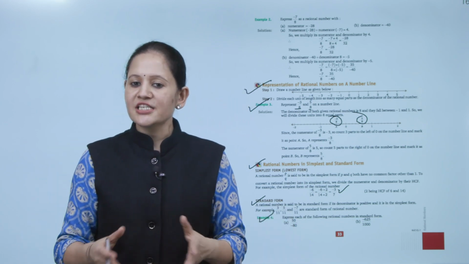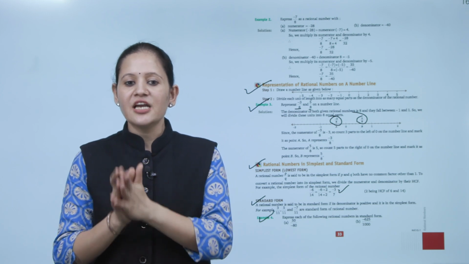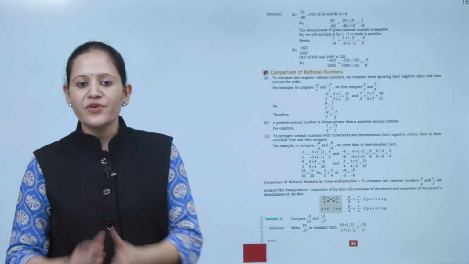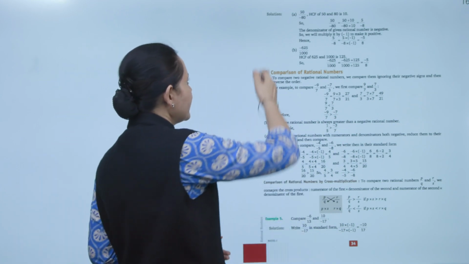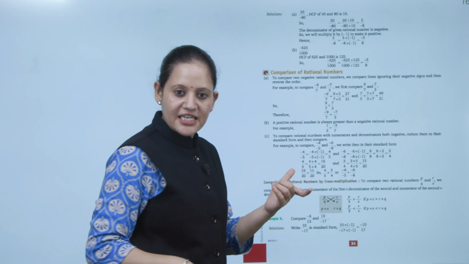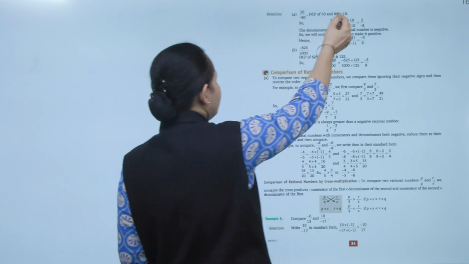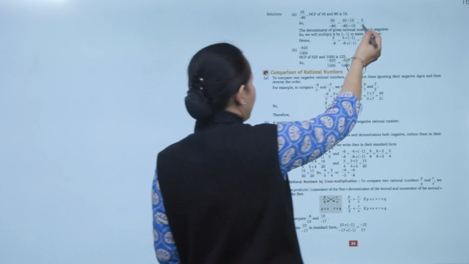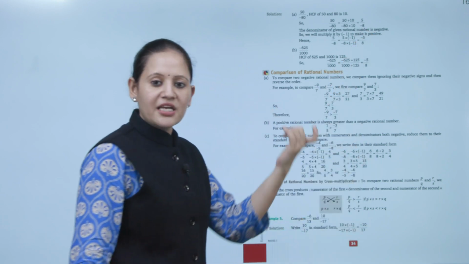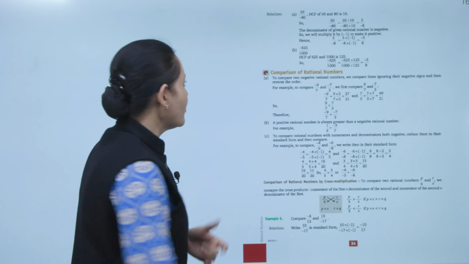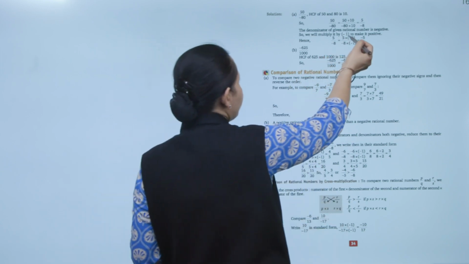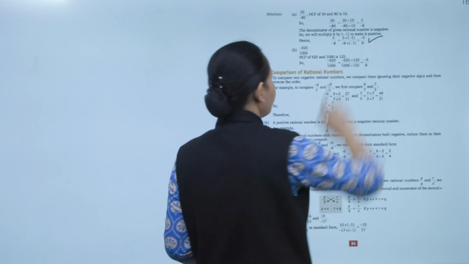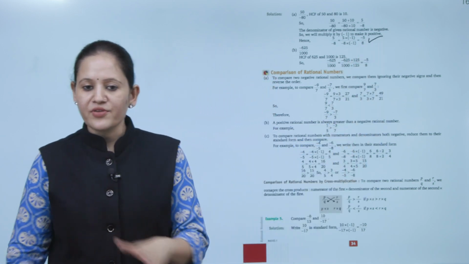Express each of the following rational numbers in standard form: 50 upon minus 80. First, we'll take the HCF of 50 and 80, that is 10. So we'll divide both the numerator and denominator by 10, and we'll get 5 over minus 8. Now we have to make the denominator positive. For that, we'll multiply both the numerator and denominator by minus 1. So we'll get minus 5 by 8. That is the standard form of the given rational number.